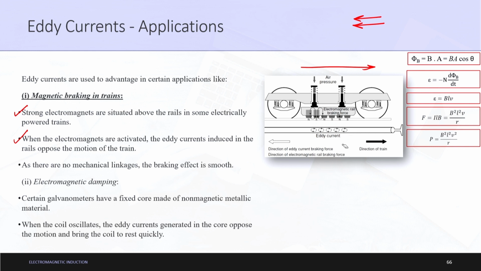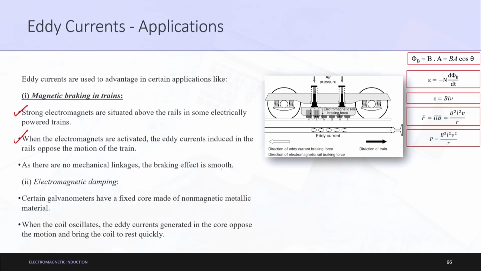By using a simple electromagnet inside or near the wheels of the train, eddy currents will lead to friction, and hence it will stop the train. As there are no mechanical linkages, the braking effect is smooth. No mechanical linkages, as in this is not directly connected by any mechanical sense. Only this concept is being told here.